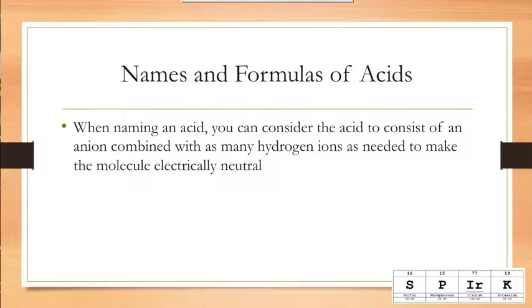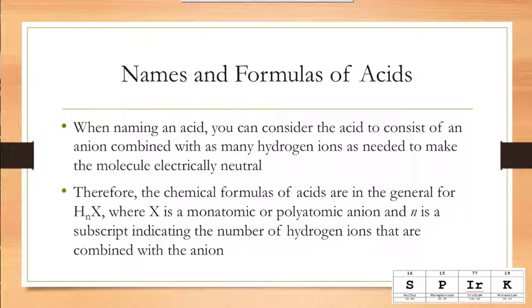So, the names and formulas of acids. When naming an acid, you can consider the acid to consist of an anion combined with as many hydrogen ions as needed to make the molecule electrically neutral. If you remember when we were making ions, we were adding up the net charges so that they were electrically zero, or neutral.